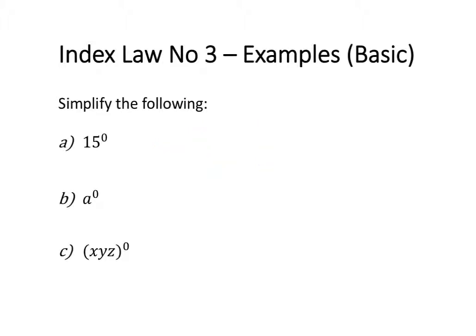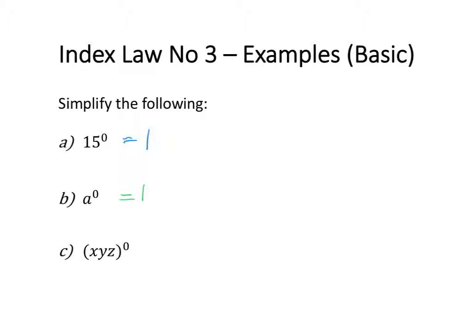So in my first example, I need to simplify 15 to the power of 0. And anything to the power of 0 using the third index law is going to equal 1. So in the second example, a to the power of 0, again using the third index law, we know that is going to equal 1.